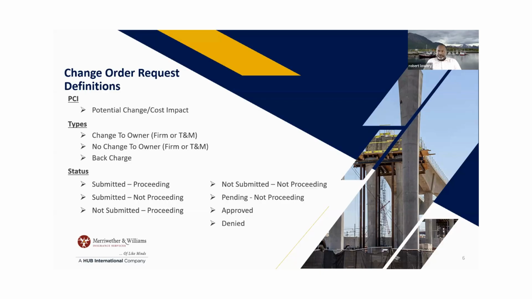The types is change to owner. Now that means the owner will absorb the costs from the GC to the trade partners all the way down. The owner has accepted that cost. It could be a firm number or it could be time and material. They could say, give me a number not to exceed.